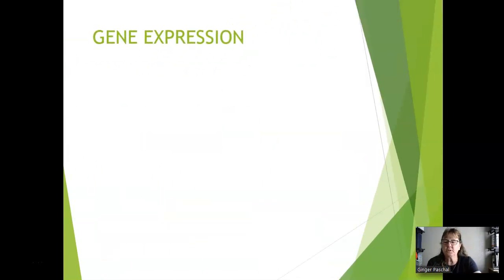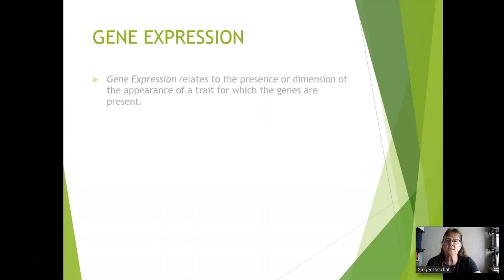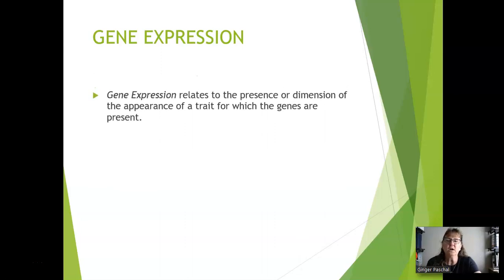So gene expression, this is the last thing we'll talk about today. So gene expression relates to the presence or the dimension or the appearance of a trait for which genes are present. In other words, if you've got a gene that codes for something, it can either code for a whole lot of that thing or very little of that thing, and that's what we're talking about.